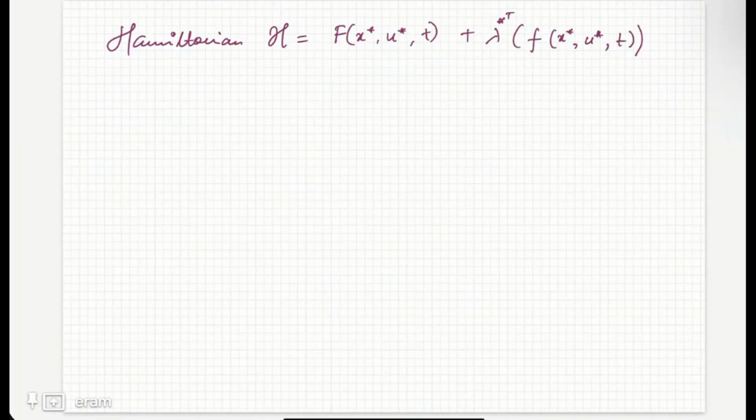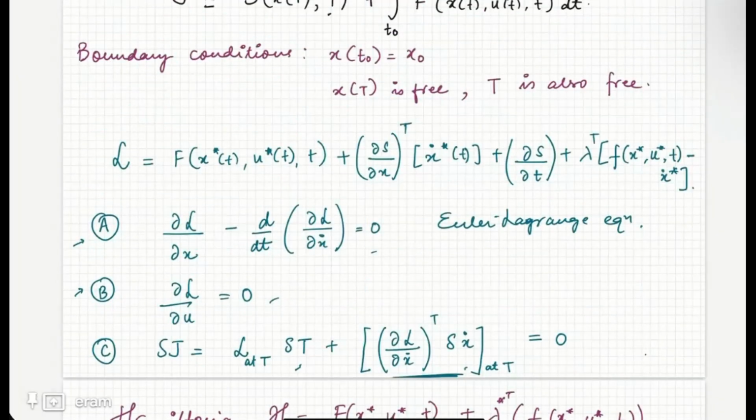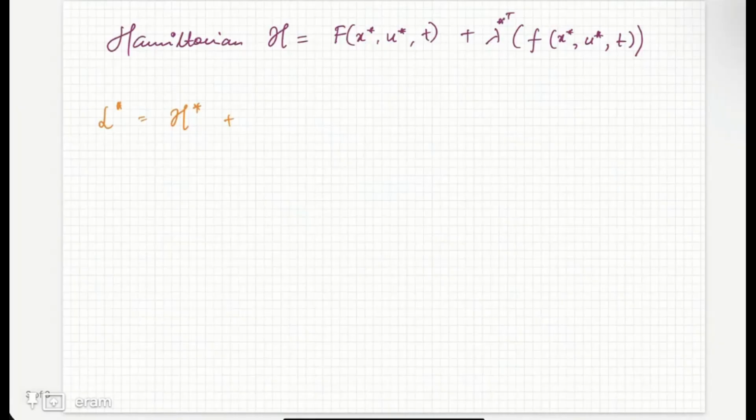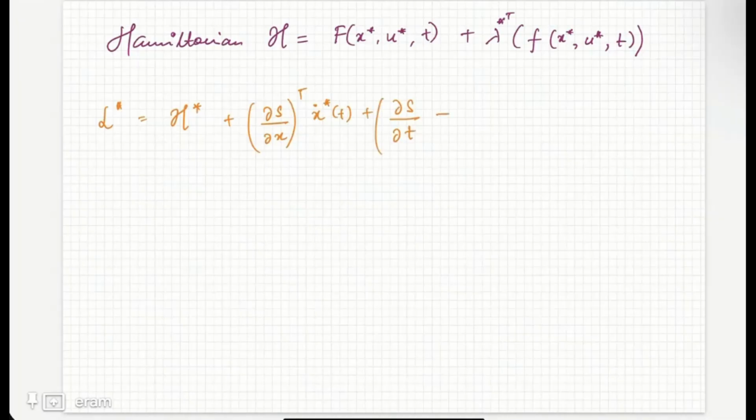Now if we want to write the Lagrangian in terms of the Hamiltonian, we can easily say that the Lagrangian is nothing but the Hamiltonian plus the left out terms, means this term, and then this lambda x dot star term. So let's write it down. That is del s by del x, del s by del t dou t, and then lambda star t into x dot star t.